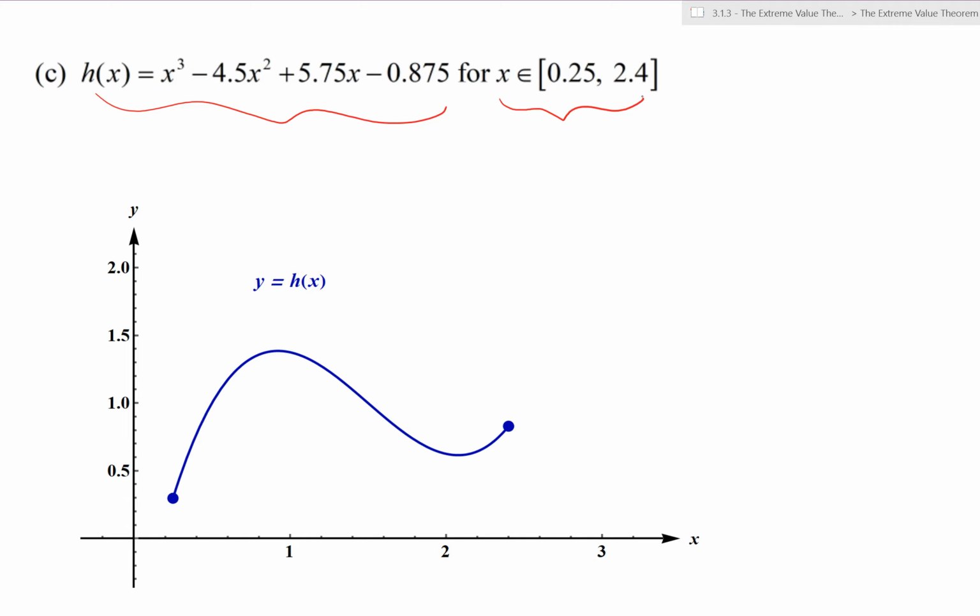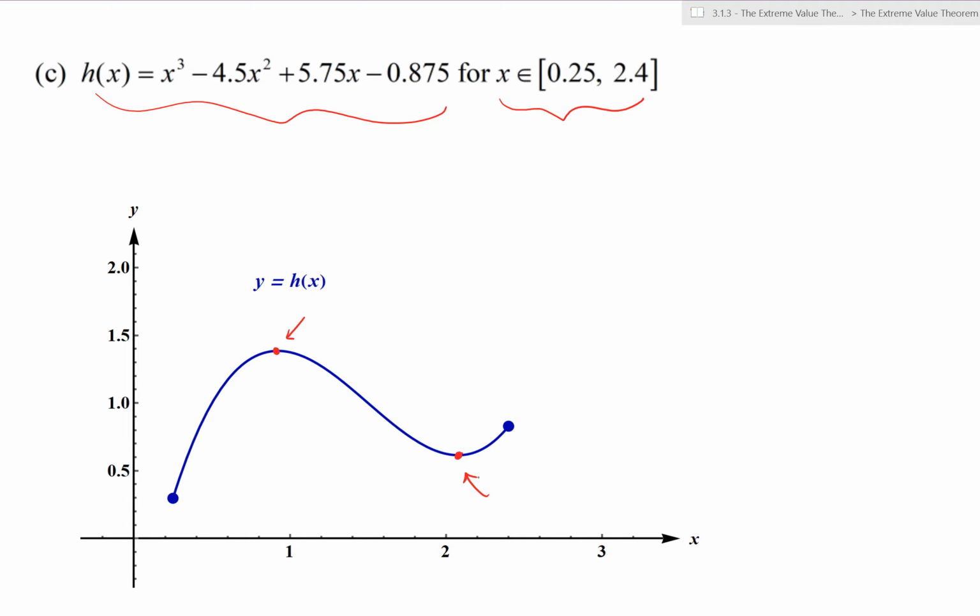We can notice several things occurring here. This function, again, is a nice continuous function over a closed interval. And in this case, it does have two local extreme points. So right there, there's a local extreme point, and right about there, another local extreme point. In fact, if you found the derivative of this function, h prime of x, and set it equal to 0, you could solve for those exact x locations.